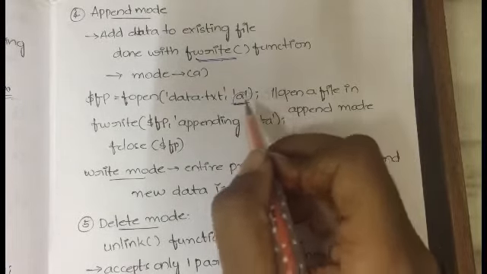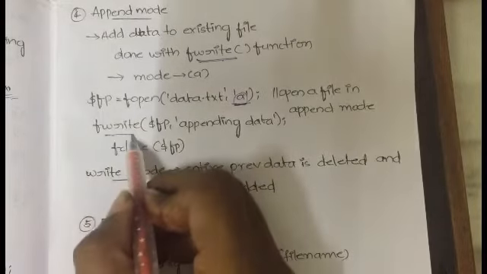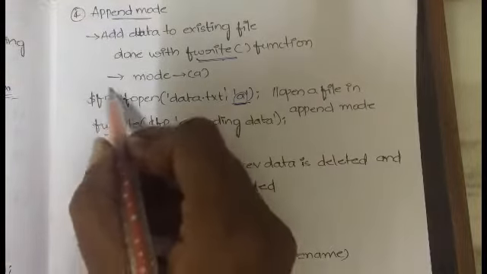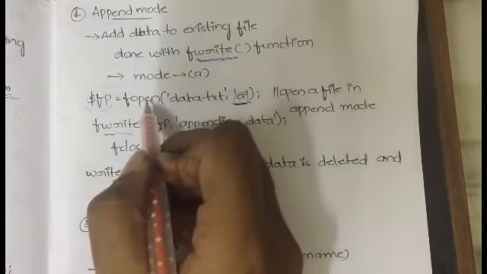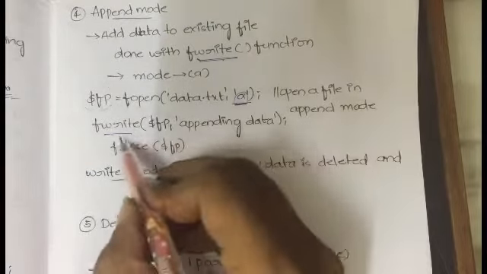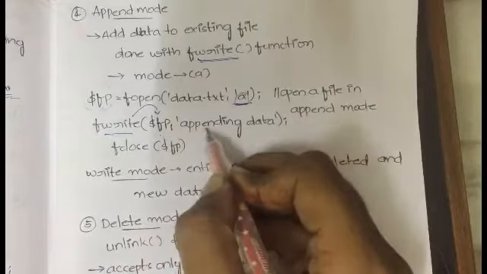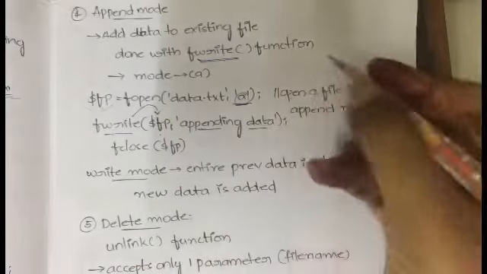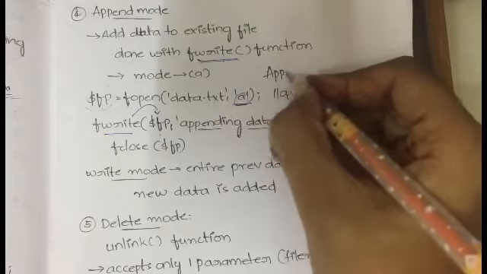So we will be opening the file in append mode, and then we will use the fwrite function. Here $fp is our file name, right? That means a variable with which we opened our file. So $fp comma, that means we are writing something into this $fp. What is it that we are writing? Appending data. So suppose something is already present in the file, like the text "append".